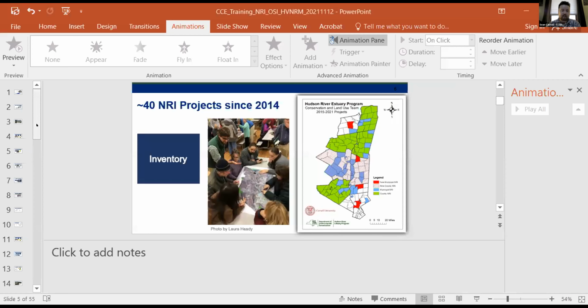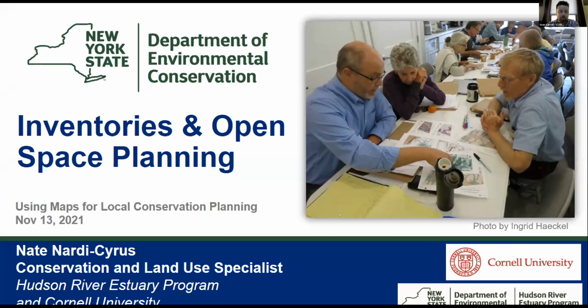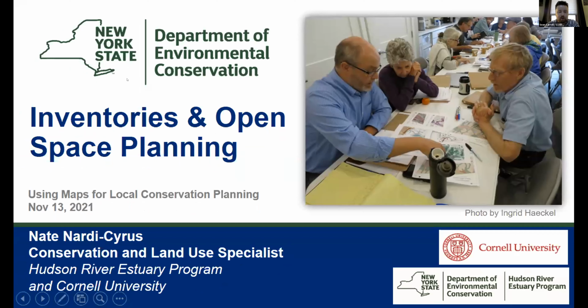Nate, I'll stop my share, and while you're getting set up, I'll just give you a quick introduction here. So Nate Nardi-Cyrus is a conservation and land use specialist with the Hudson River Estuary Program, where he works with municipalities, land trusts, and other partners to incorporate conservation science into land use planning. He provides education, tools, and assistance to communities and organizations throughout the Estuary Watershed.